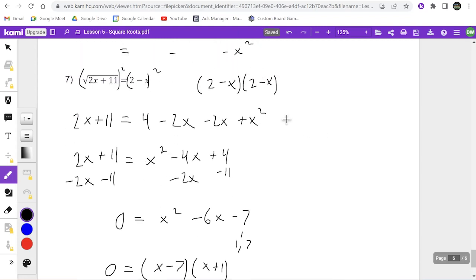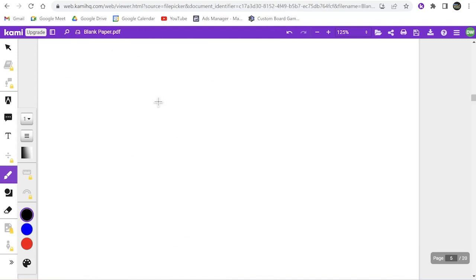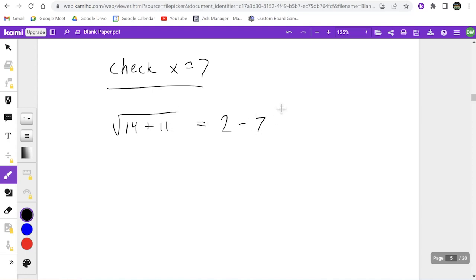So first, let's check x equals 7. To do that, it's the square root of 2 times 7, which is 14, plus 11. And we want to know if that equals 2 minus 7. So 14 plus 11, that's 25, equals negative 5. Well, we get 5 equals negative 5, and that's not true. So it looks like 7 will not work.